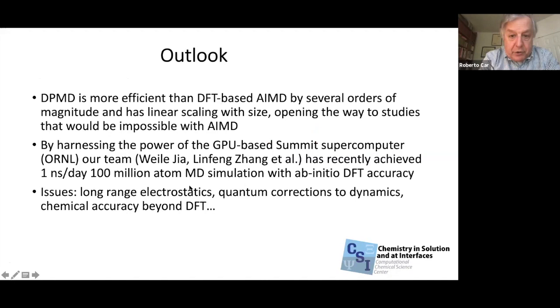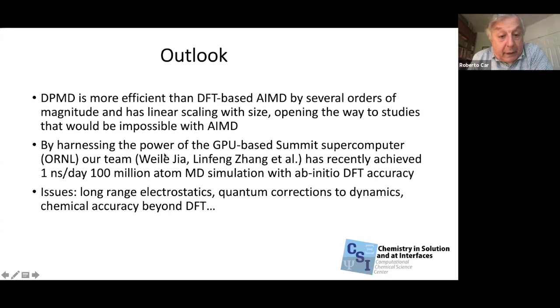And let me just mention a couple of remarks at the end. Deep potential molecular dynamics is significantly more efficient than DFT-based ab initio molecular dynamics. It is more efficient by several orders of magnitude, and moreover has linear scaling with size, opening the way to studies that would be impossible with ab initio molecular dynamics. I just mentioned two very recent ones that we are doing, and one can see that one can get some new physics out of the deep neural network representation.